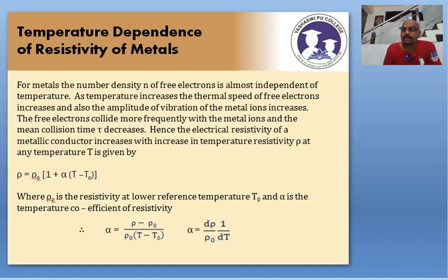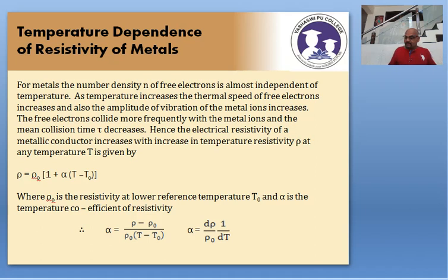Temperature coefficient of resistivity of the material of the conductor. If you want to know what alpha is, how to define alpha, look at that equation. Alpha is equal to rho minus rho naught divided by rho naught into T minus T naught, and that is equal to d rho divided by rho naught into 1 by dt.